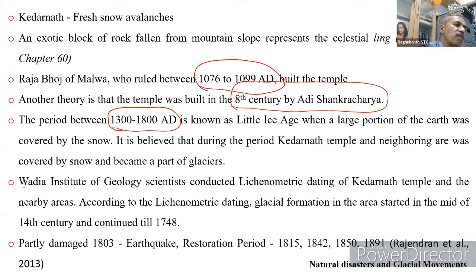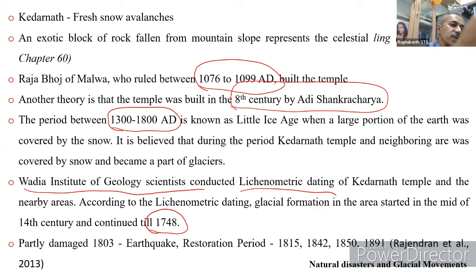The Wadia Institute of Himalayan Geology did lichenometric dating. If you go to Kedarnath temple, the walls have something like a yellow color. This indicates the glacial formation. So they say that continuing up to 1748, around 1800, the glaciers went back and the temple became visible. Then slowly people started worshipping here.